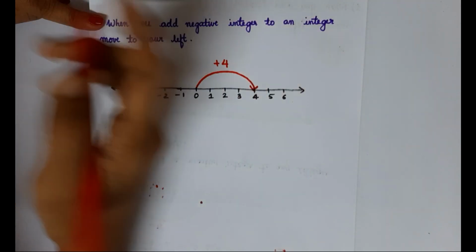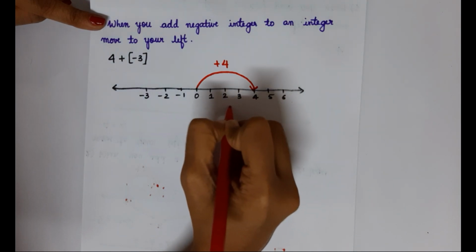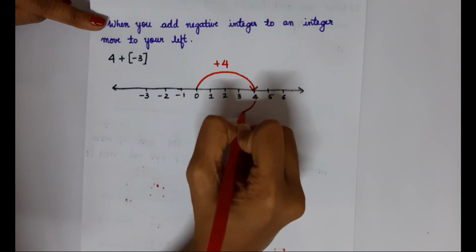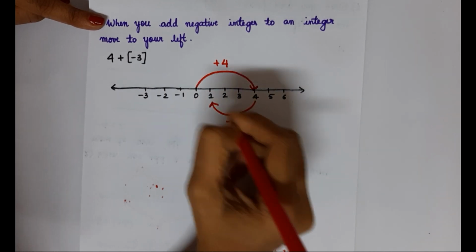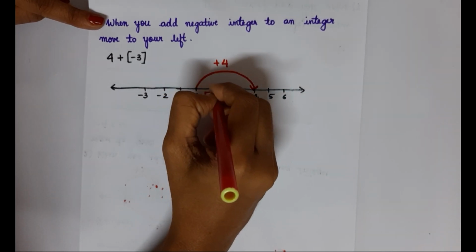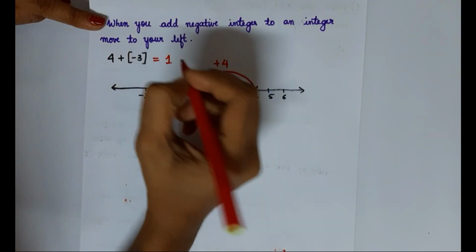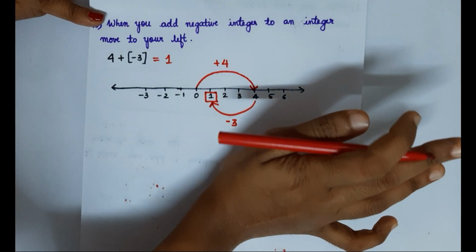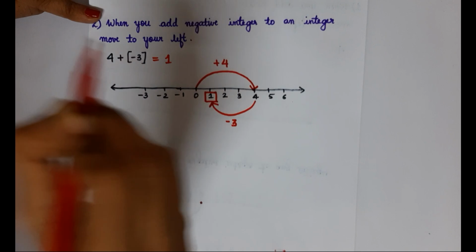Left is this side. So how much? Minus 3. So from here 1, 2, 3. So from 4 to 1 would be. So your answer: 4 plus minus 3 is 1. So the answer here is plus 1. Okay, so you got it right. So when you have to add a negative integer to a positive integer, move to your left.